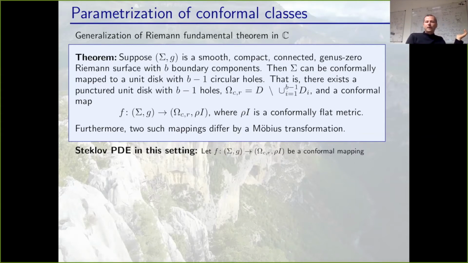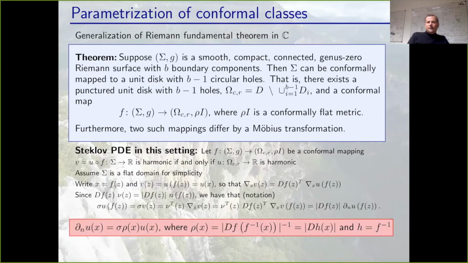This is the way we used to parameterize the conformal classes. It means that we did our optimization in the class of disks with holes, with a fixed number of holes, which corresponds exactly to B-1 circular holes, where B is the number of boundary components of your surface. And on every circle, we had to optimize a density. This is what you have in this red rectangle: through this conformal mapping, there is a factor which appears in a Steklov eigenvalue problem, which is just in front of the eigenvalue.